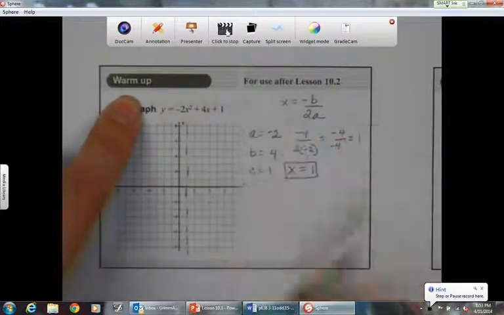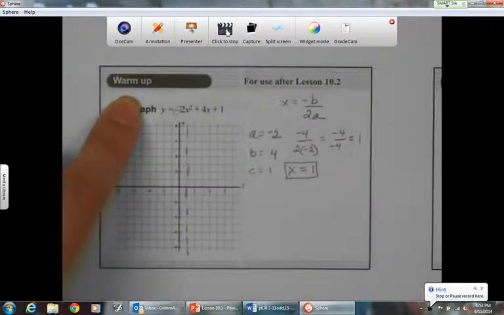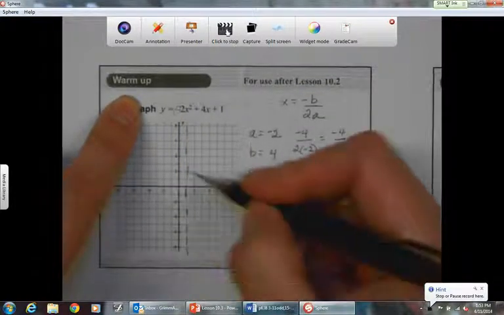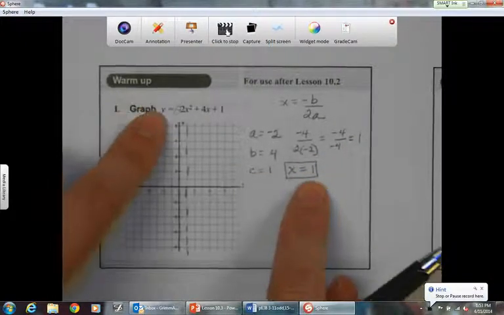I also look at this negative right here, and I realize that that means this will be facing down, so I know that it's going to be something like that. Okay, so if I want to find what the y value is, I just need to plug in my x value back into my original equation.